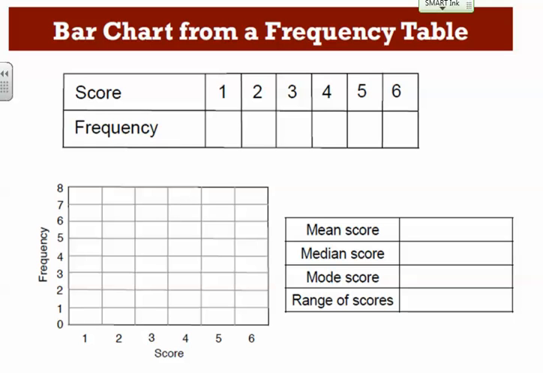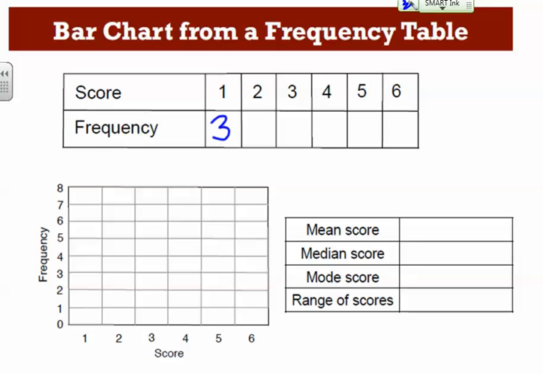Let's say that you were looking at the scores a Little League team earned during a summer season playing baseball, and let's say that that team in each game earned from 1 to 6 points. So here you see our scores from 1 to 6. Let's say that in 3 games the team earned 1 point. Well, that would be the frequency of the score of 1.